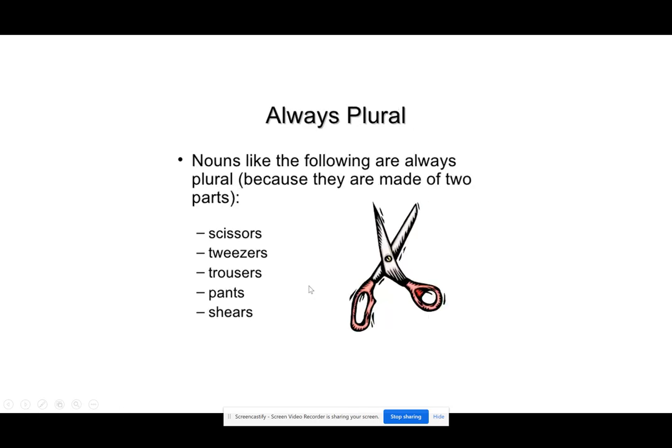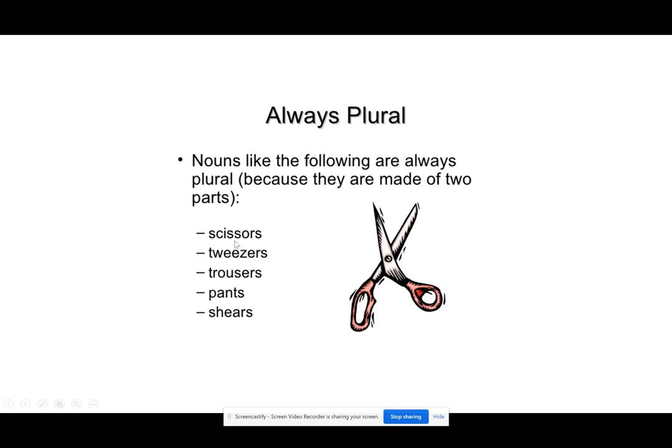There are some nouns that are always plural because they're made of two parts. And I like this picture here as the example. Scissors, tweezers, trousers, that's another word for pants, and shears. So shears are like a curtain that hangs on your window, and it's usually made up of two panels, the shears.